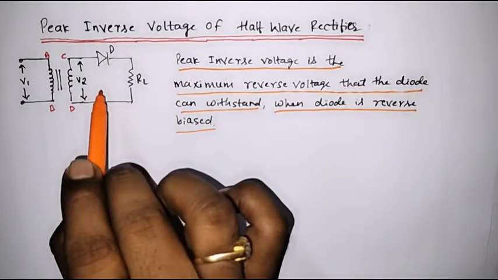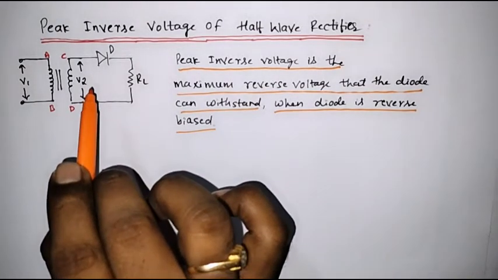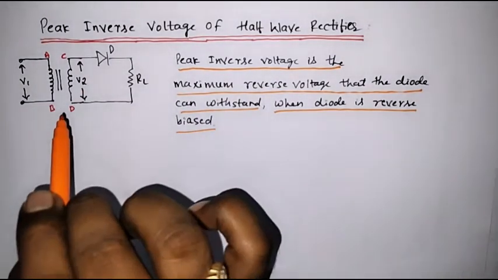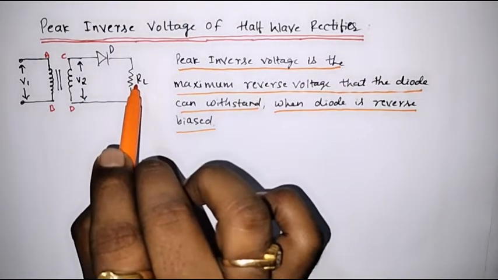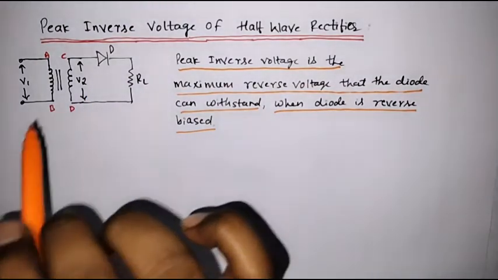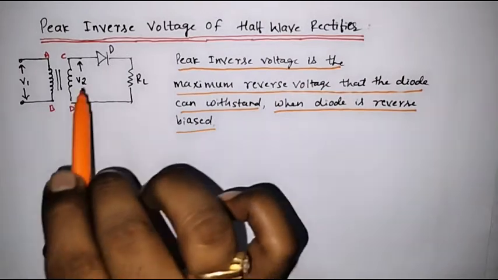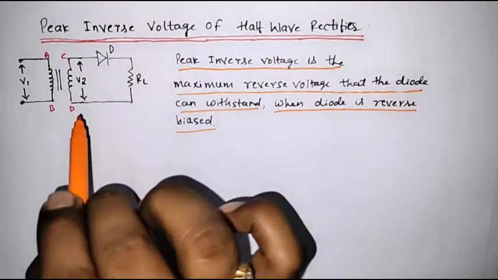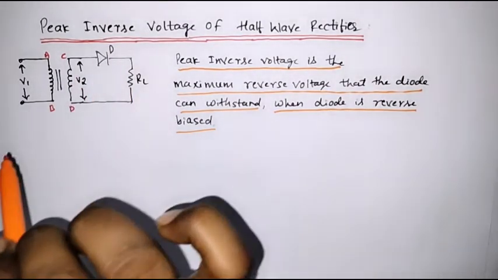Let's consider the half wave rectifier. We know that in a half wave rectifier, the current will flow into the load resistor when the diode is forward biased. When the diode is reverse biased, the current does not flow as the diode acts like an open circuit.